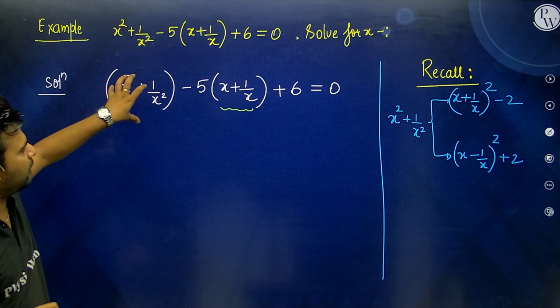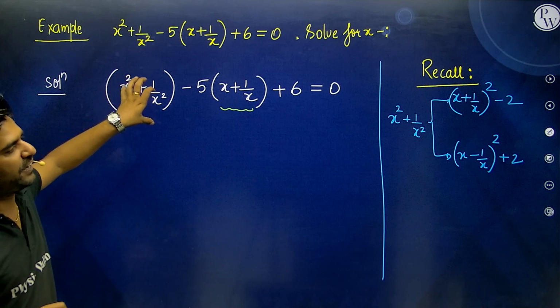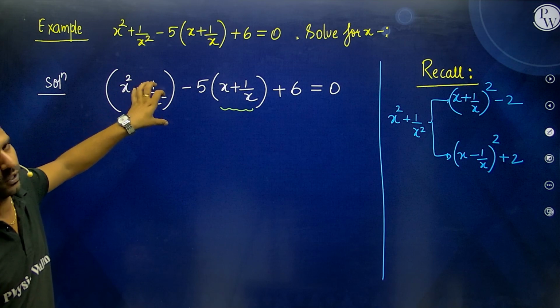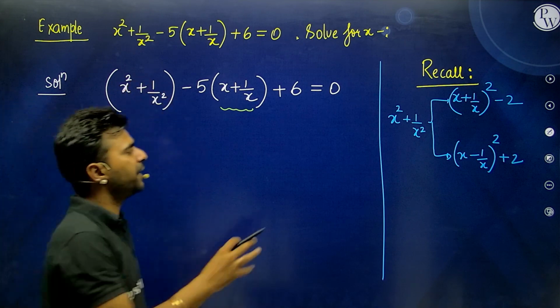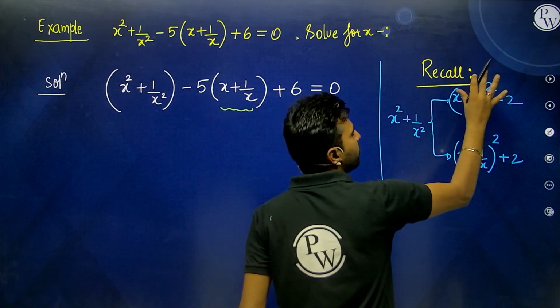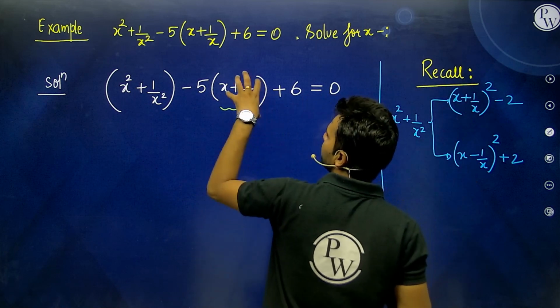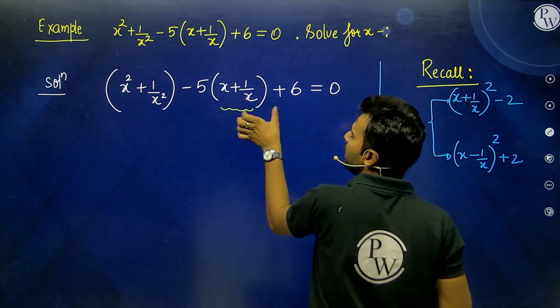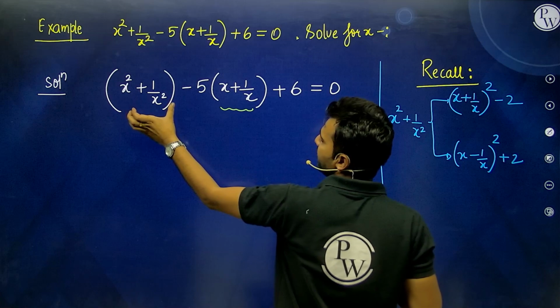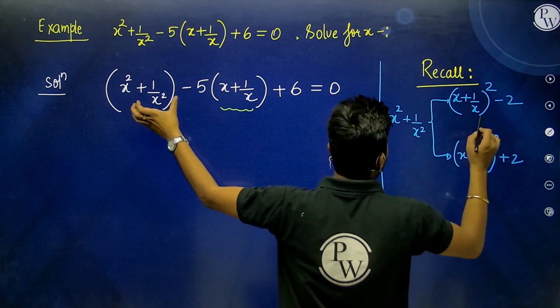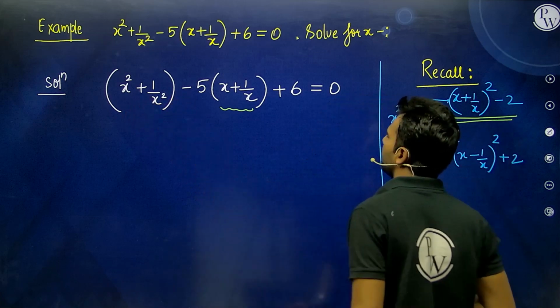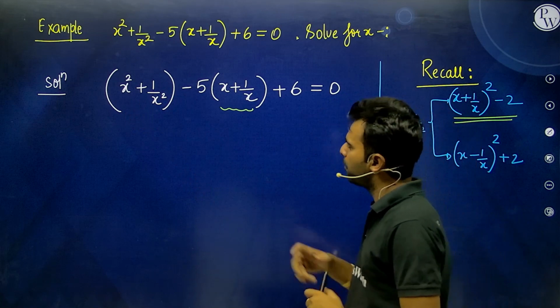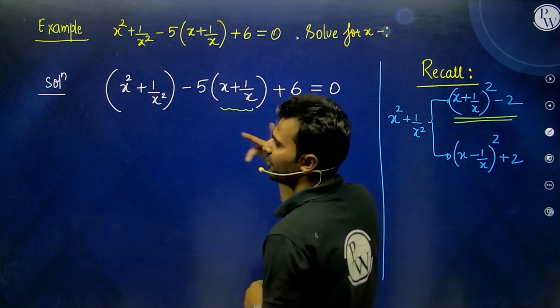So we need to write down this particular thing in terms of x plus 1 by x only. So we need to put this thing as this. Why? Because in the problem, x plus 1 by x is already going. So we need to put this thing also in terms of x plus 1 by x only, and that is this particular thing. Sir, what's the purpose of putting this thing in terms of x plus 1 by x?